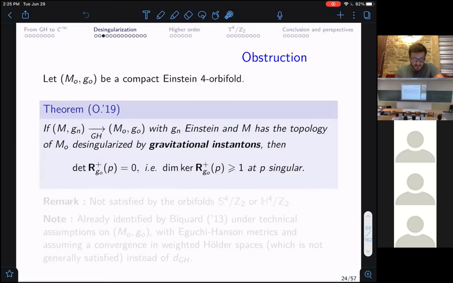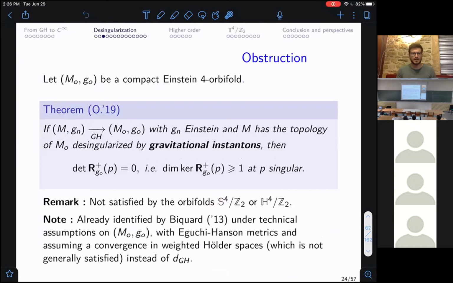And let me note that this was already identified by Picard under technical assumptions on the orbifold that I will mention later, assuming that there are Eguchi-Hanson metrics, and something which was more disappointing, which is that he had to assume a convergence in weighted Hölder spaces. But this convergence is usually not satisfied. So that was the reason for my whole PhD, which I did under his supervision. He wanted me to go from Gromov-Hausdorff to some nice space. And that was our first theorem.